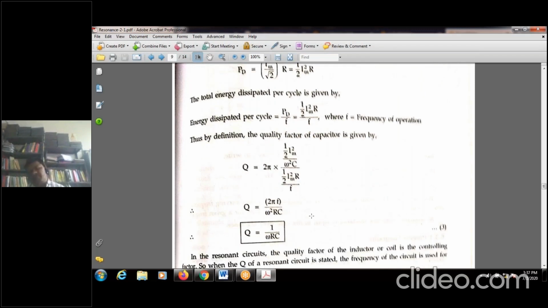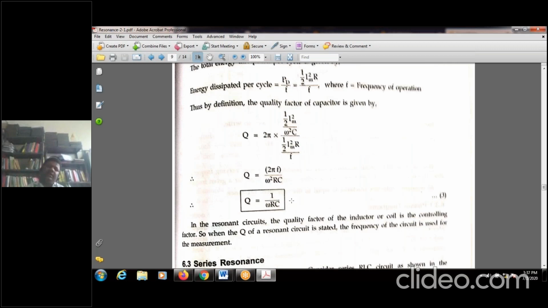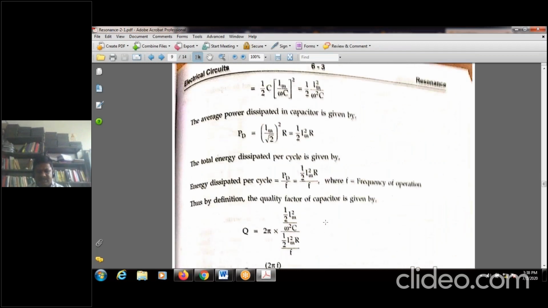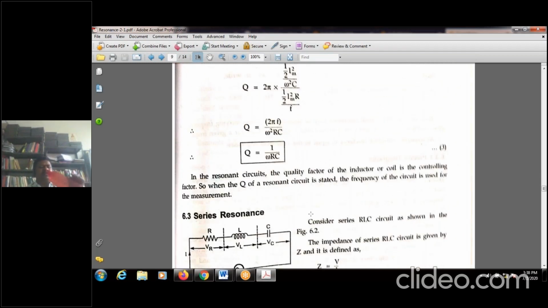Whereas the quality factor in an inductor circuit is equal to omega L by R, the quality factor in a capacitor circuit is 1 by omega C R. So the quality factor in a capacitor is inversely proportional to the capacitance value as well as inversely proportional to the frequency F. Right.